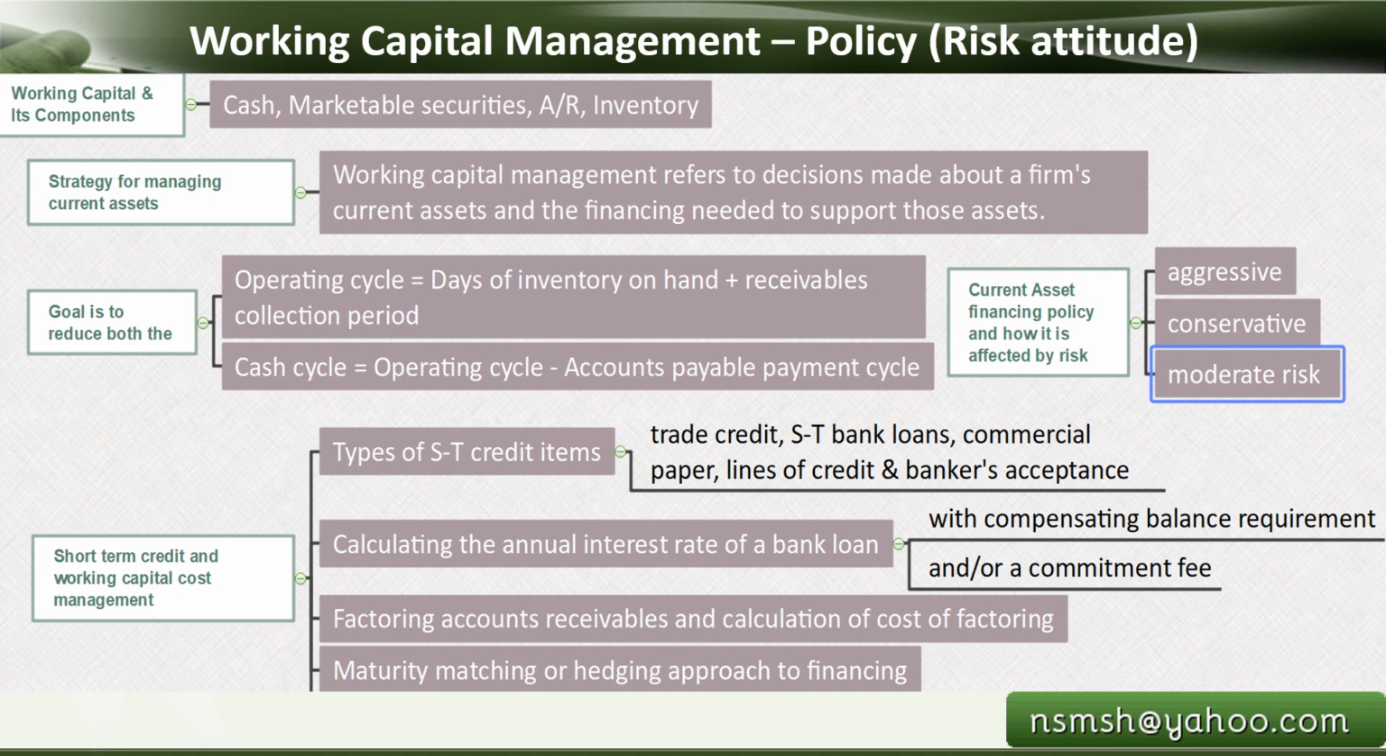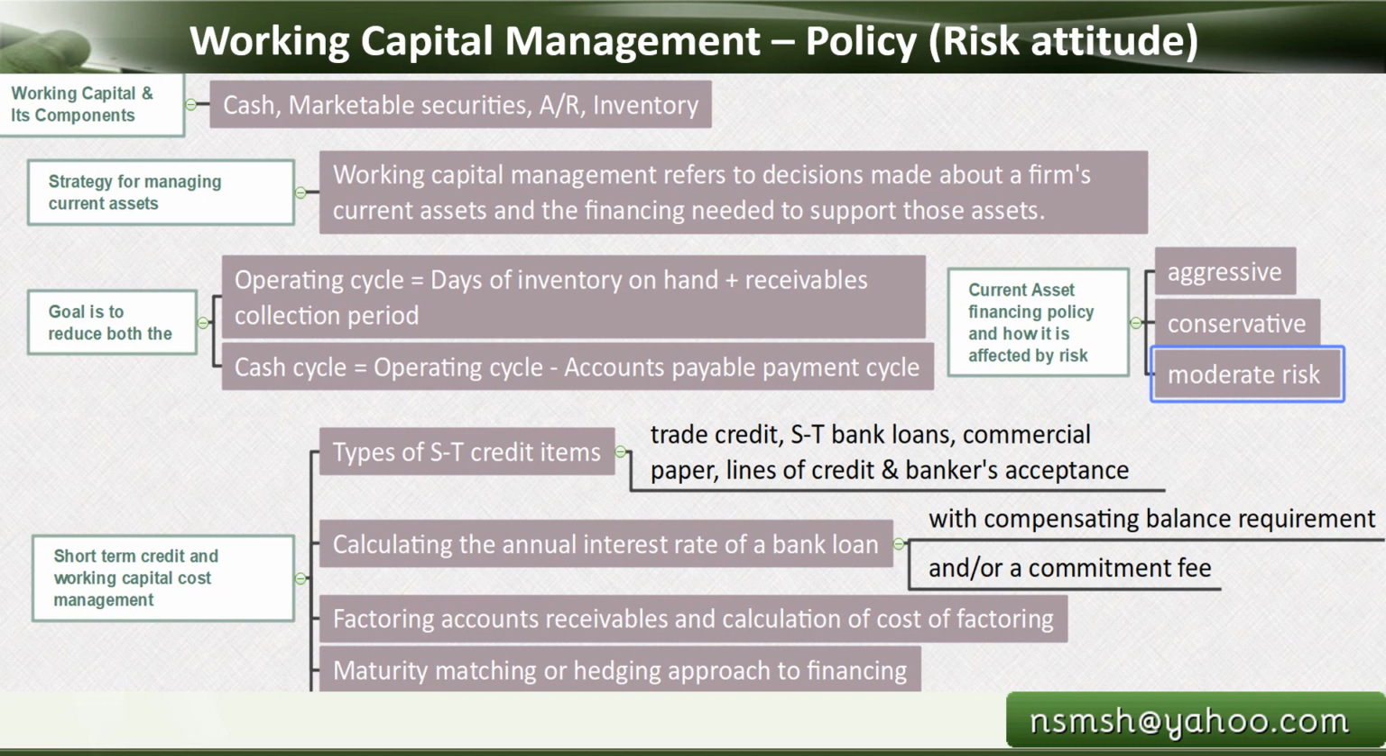So we have already seen the goal has to be for the operating cycle to be reduced, and the cash cycle to be reduced. So it depends on the current assets financing policy and how it is affected by the risk, whether we are having an aggressive policy or conservative policy or moderate risk. The short-term credit and working capital cost management also play an important role. We need to analyze and assess the cost of each working capital cost, individual items.